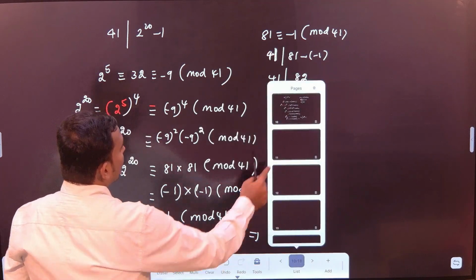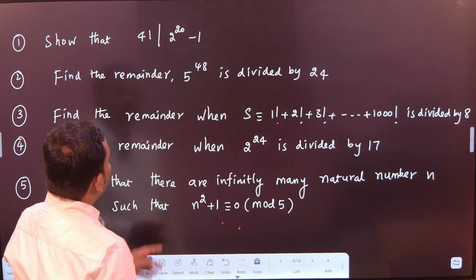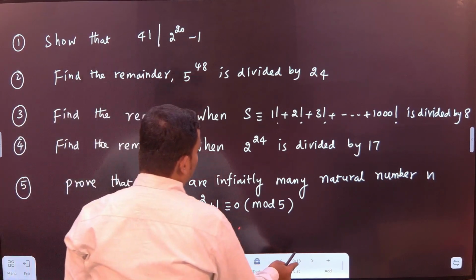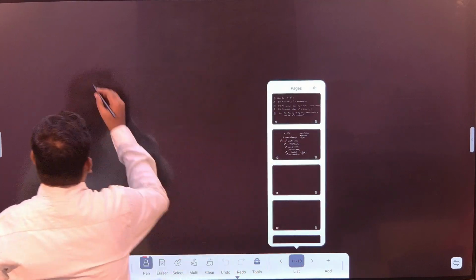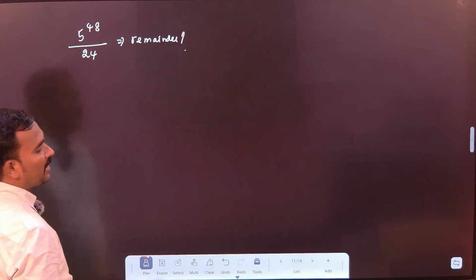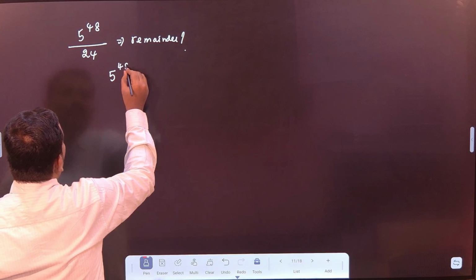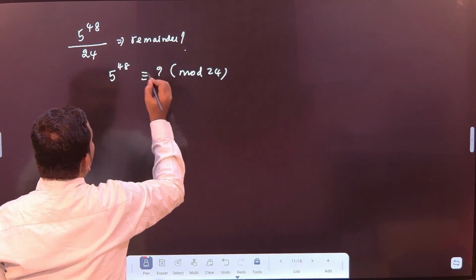What is the next question? Find the remainder when 5 power 48 is divided by 24. 5 power 48 divided by 24. That is what they're asking, right? Okay, how to do this? When you divide 5 power 48 by 24, what is the remainder? They're asking.